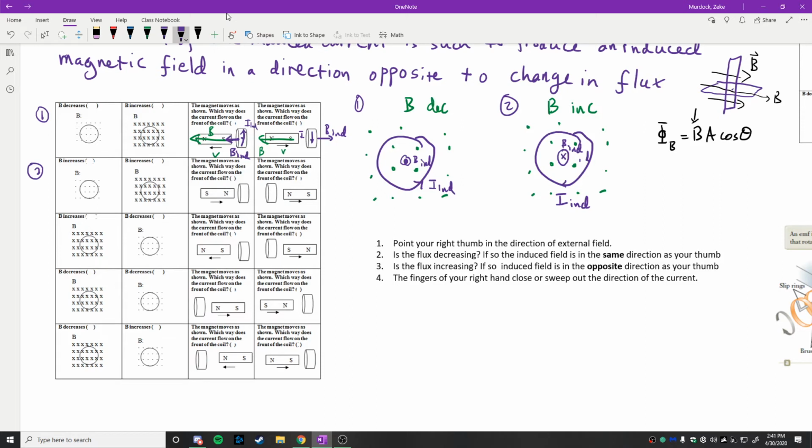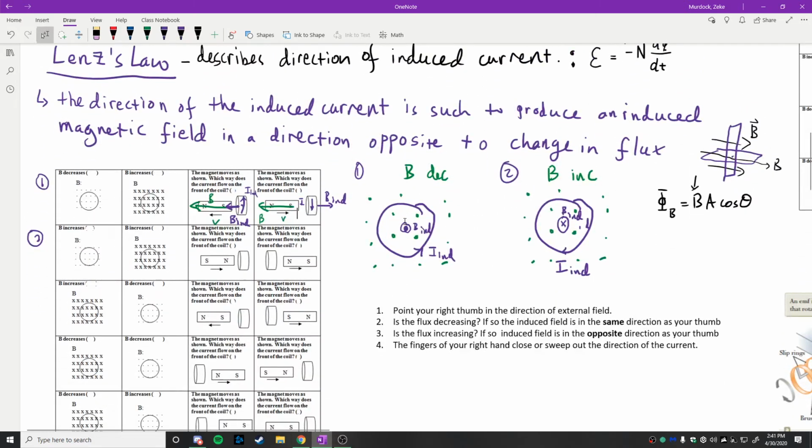Can I look at how you wrote Lenz's law? Oh, yeah, sure. The direction of the induced current is such to produce an induced magnetic field in a direction opposite of the change in flux. I personally, in my brain, this is how I do it, but I know that there's probably lots of people that have other ways of doing it. So just whatever way makes this statement up here make sense to you. It's kind of cryptic, but yeah.